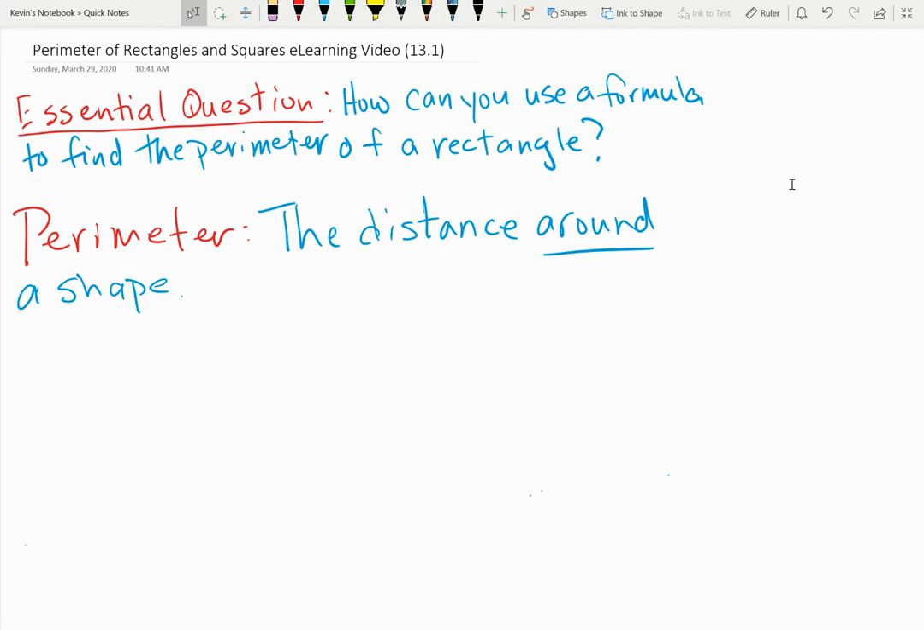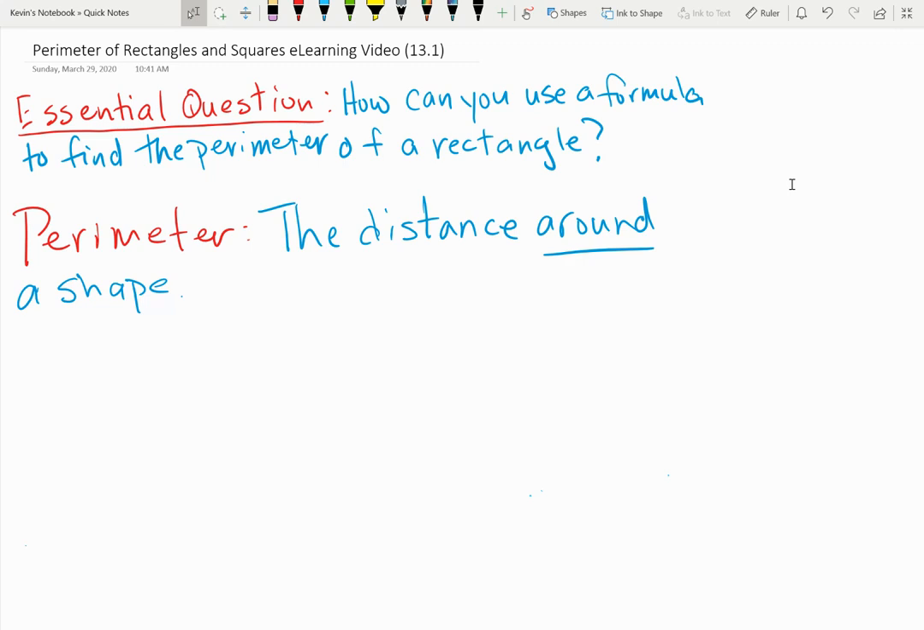Today we're going to be learning about perimeter of rectangles and squares. And your essential question for today is how can you use a formula to find the perimeter of a rectangle? And one vocab word you need to know is perimeter. Remember, perimeter is the distance around a shape.